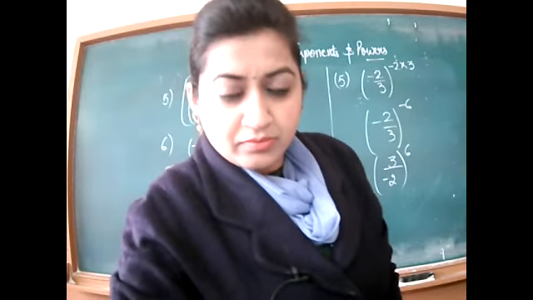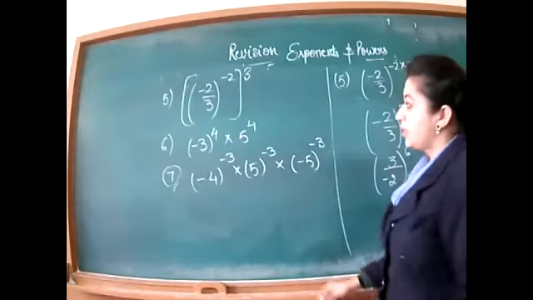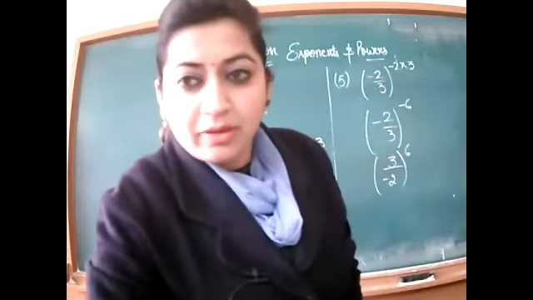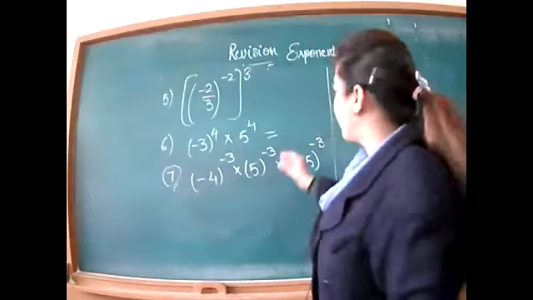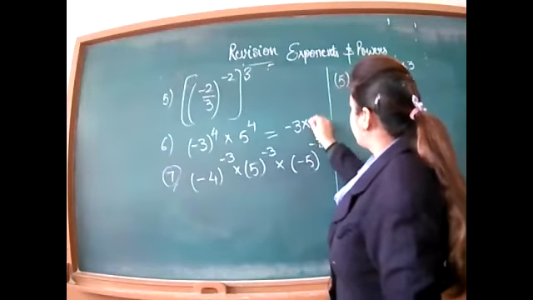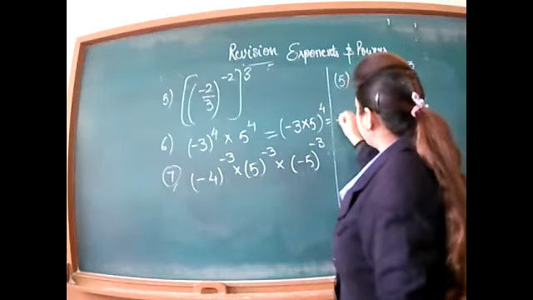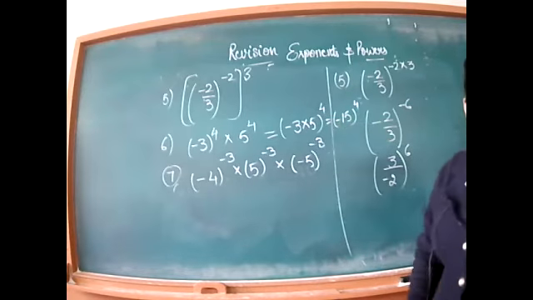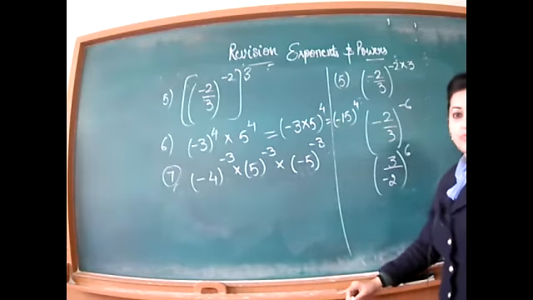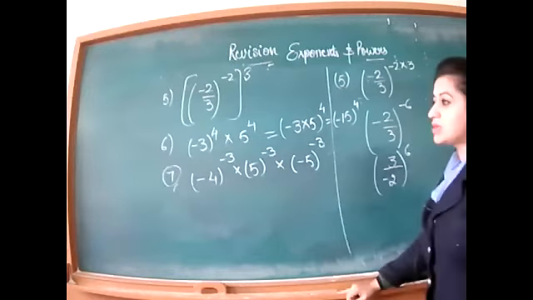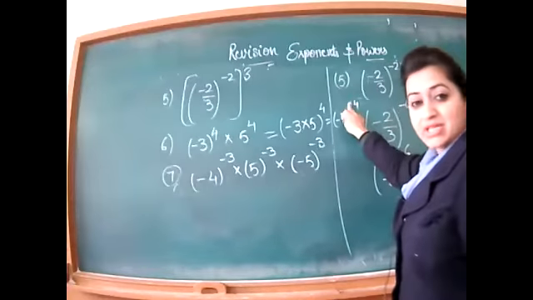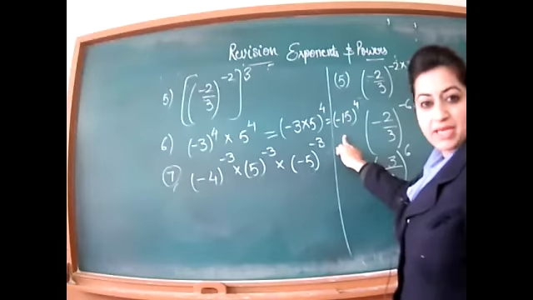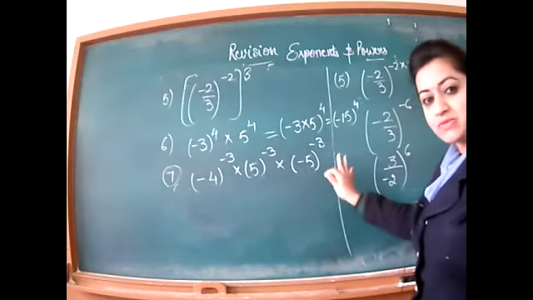Ma'am, (-15) raised to power 4. Okay. So here the bases are different, but the power is the same. So you will combine the bases and write the power once. So that will be (-3 into 5) whole raised to power 4, which is (-15) raised to power 4. Can we remove this minus, Anjani? No, we can't remove it, because if the power is negative, you can remove it by making the reciprocal of the base. But here the base is negative, so you can't make the reciprocal. This will be your answer.